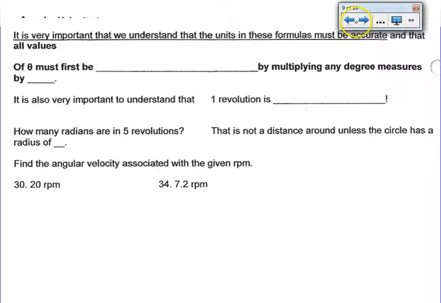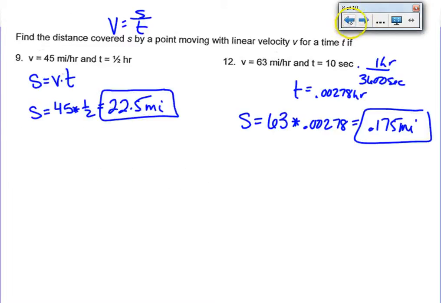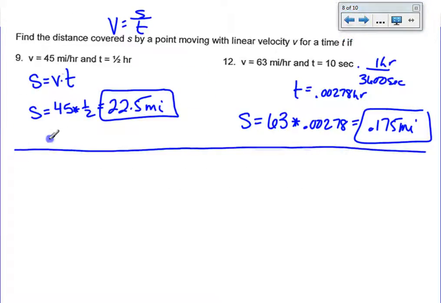Looks like we are on the back. So I'm going to try to fit in the questions that I accidentally skipped down here.